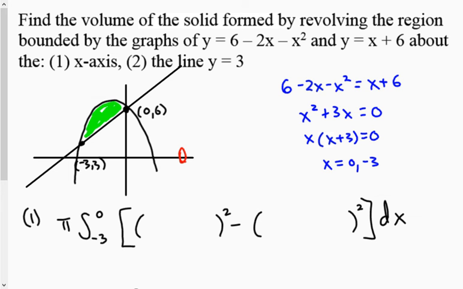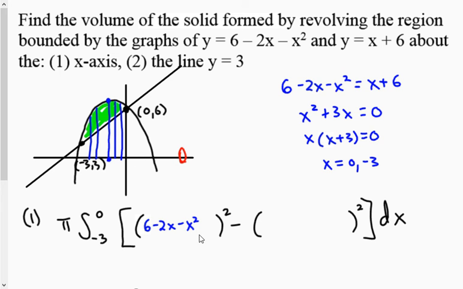So the big circles are going to have radii that go from here all the way to here. And then the circles are going to go around. So these blue lines are the radius of the big circles. Okay, so they're going from whatever y equals right here to whatever y equals right here. Well, up here, y equals 6 minus 2x minus x squared, and then down here, y equals 0. So we could write minus 0, but we don't need to.